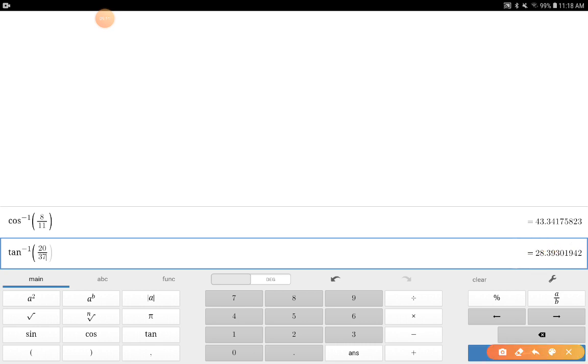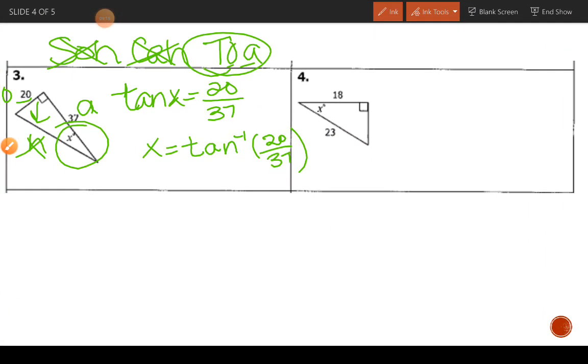Rounding is super, super important in this. Because if you round wrong, you're going to input the answer wrong. It's not going to count it correct. So you want to make sure that you are rounding correctly. So our answer there would be 28.4.